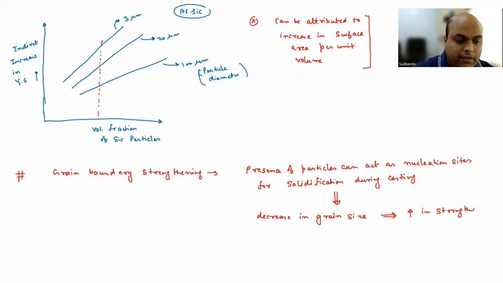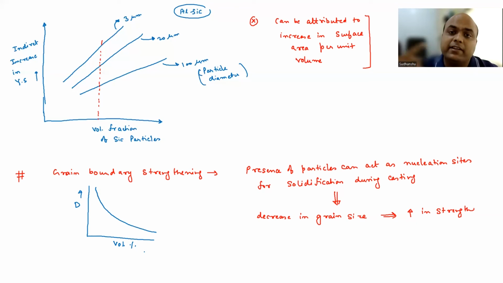Okay. And if you plot grain size versus volume percentage, what will happen? If you increase the volume percentage, you have more number of nucleation sites, right? So you have finer grain size, so your grain size of the matrix is going to decrease, right? So increasing the volume percentage is going to increase the strength of grain boundary strengthening because of the much finer grain size, because of more number of nucleation sites. Okay, and this is happening because of Hall-Petch.